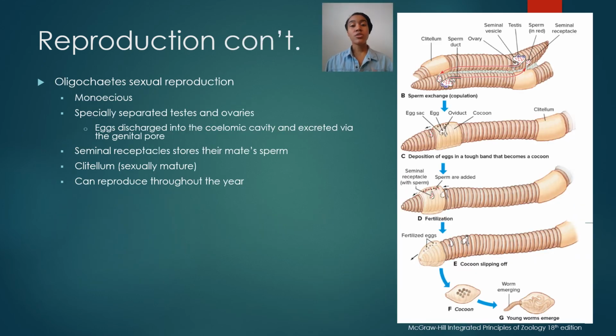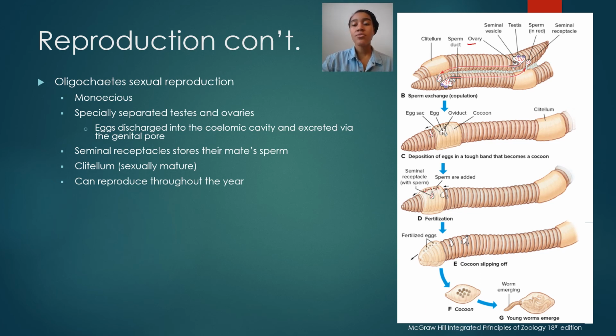Sexual reproduction in oligochaetes is very different from what we see in polychaetes. For one, oligochaetes are monoecious, meaning that they have both the male and female reproductive structures and male and female gametes in the same organism. These structures are spatially separated, so you can see them in this image here. If you can't see it clearly, please go to your book or go to the internet to try to find a slightly better picture or a bigger picture.